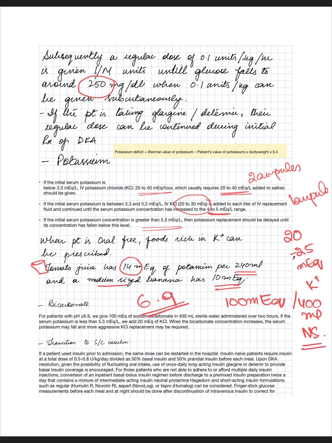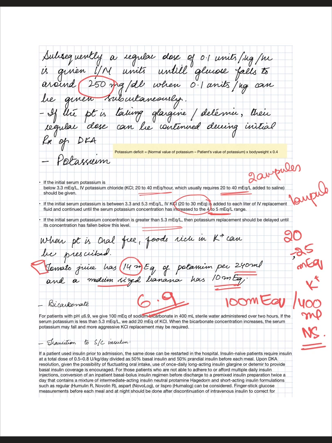Transition to subcutaneous insulin is very important prior to discharge, and it is important to note that if the patient has been taking any insulin prior to admission, the same dose can be restarted in the hospital in order to see how it is going, and you can change or titrate the dose accordingly.